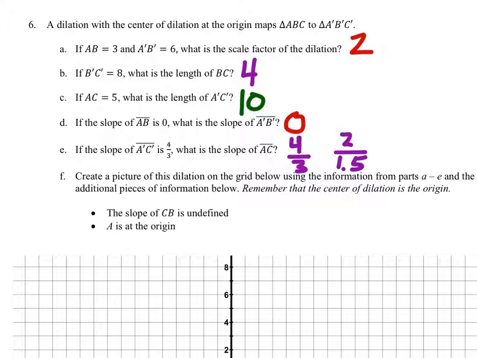So create a picture of this dilation on the grid below using the information from parts A through E and the additional pieces of information below. Remember that the center of dilation is the origin. The slope of CB is undefined, which is good for us to know. And A also is at the origin, which is more important for us to know.